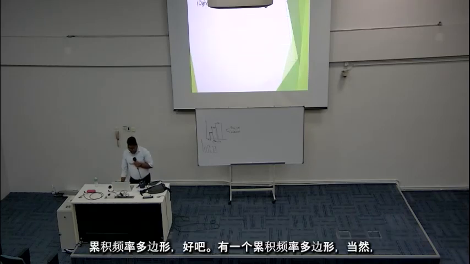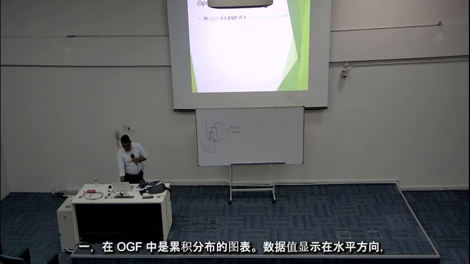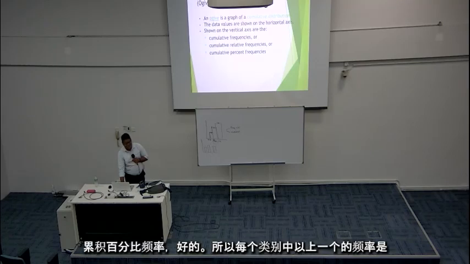Okay, so we have the cumulative frequency polygon. The variable involved is the cumulative frequency. An ogive is a graph of a cumulative distribution. The data values are shown on the horizontal axis. Shown on the vertical axis are cumulative frequency, cumulative relative frequency, or cumulative percent frequency.